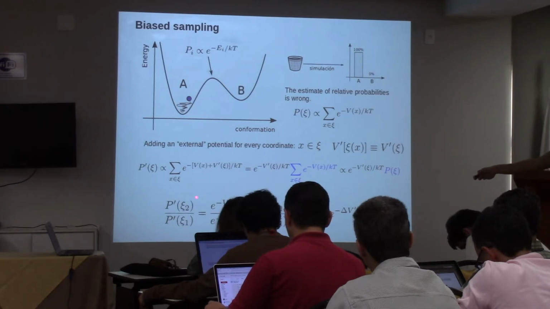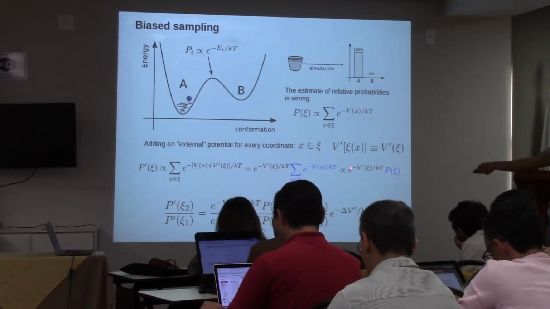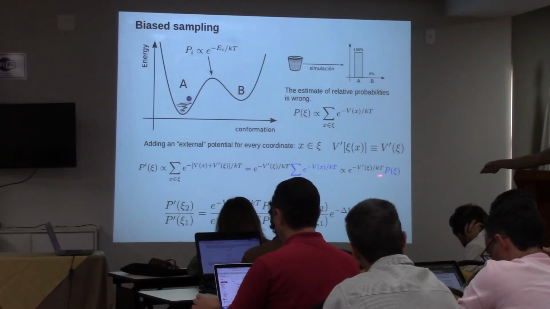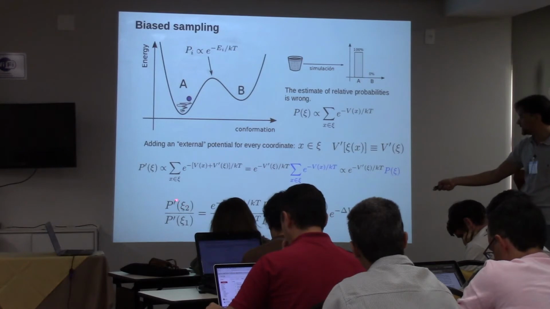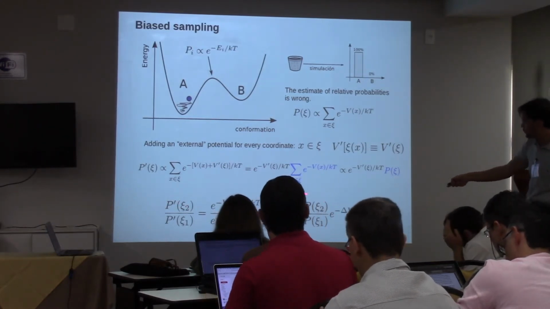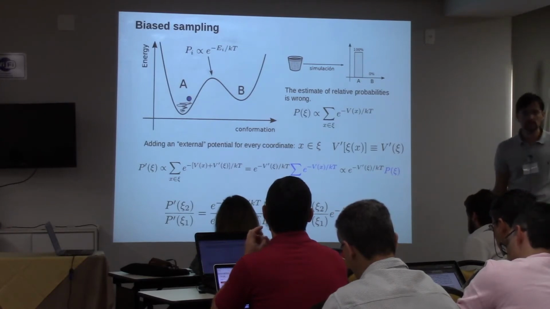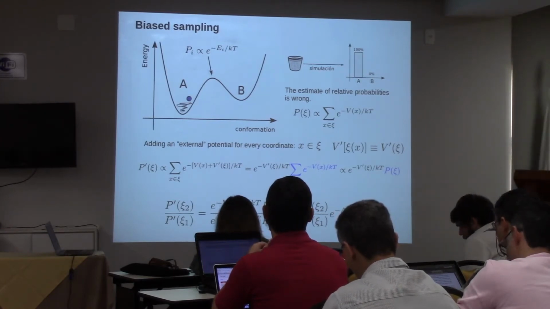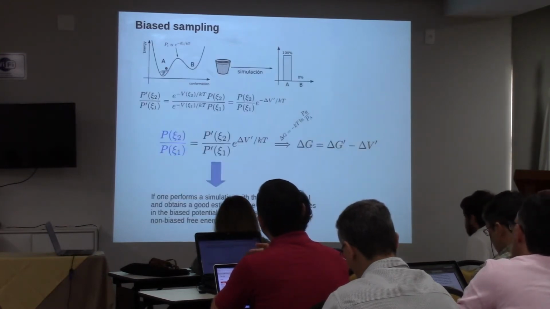So if we divide the probabilities in two different reaction coordinates in the new potential, because this is the prime, we'll have this for one of the reaction coordinates over the same thing over the other reaction coordinate, and what we get is that the probabilities in the perturbed potential are equal to the probabilities in the original potential, not perturbed potential, times the exponential of the differences in potential energy introduced by the perturbation.